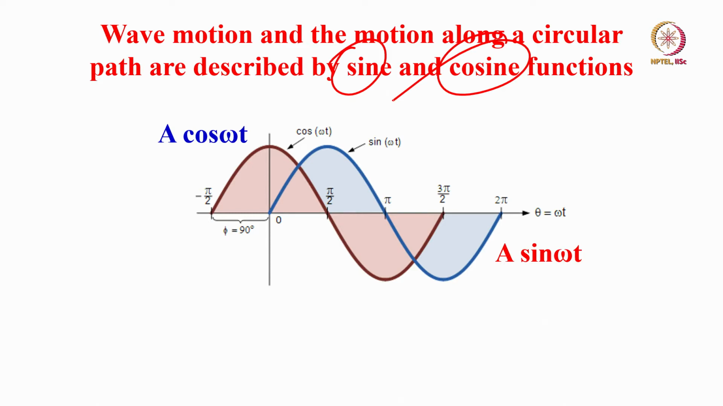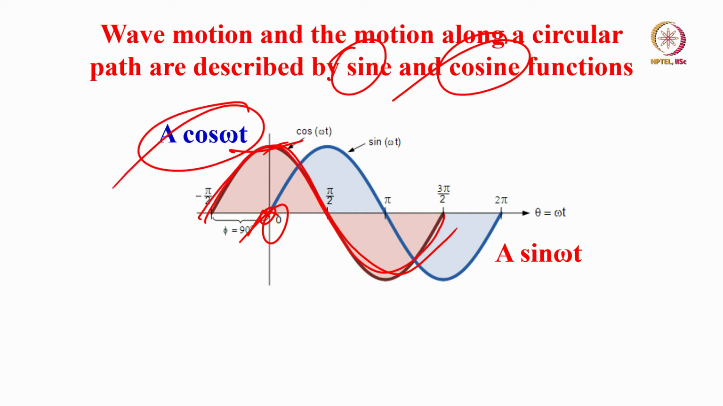We can define this wave motion, and the motion of any particle in a circular path, with them. For example, this is a cosine function, because you know at the origin this value is 1, as cos 0 is 1. There is a phase difference of 90 degrees between the cosine function and the sine function. That is why the sine function starts at the origin at 0. This can be described by an equation: A cosine omega t, where A is the amplitude and omega is the frequency, as a function of time. This is sin omega t.